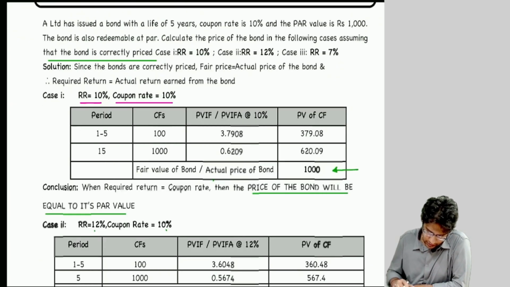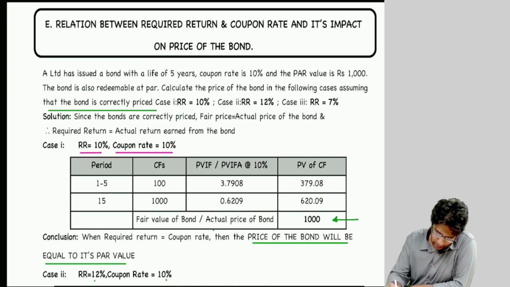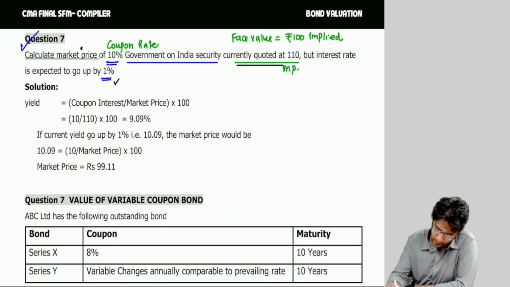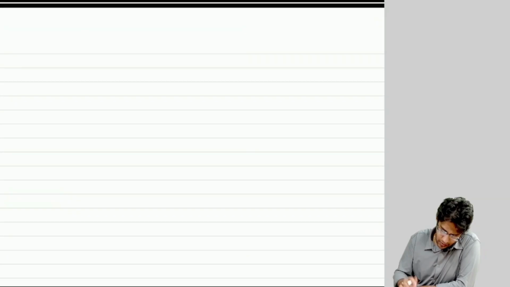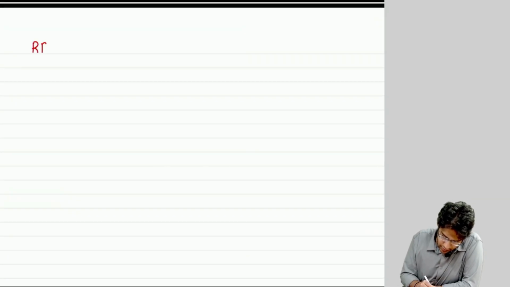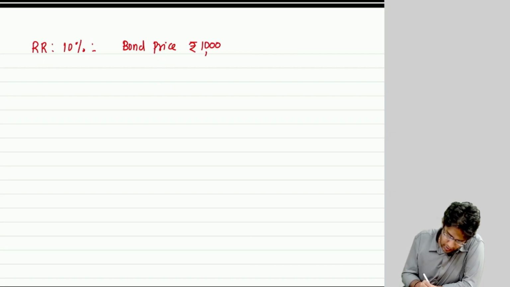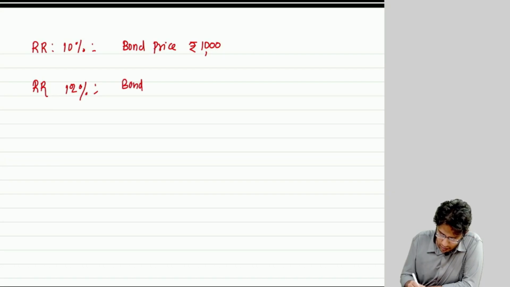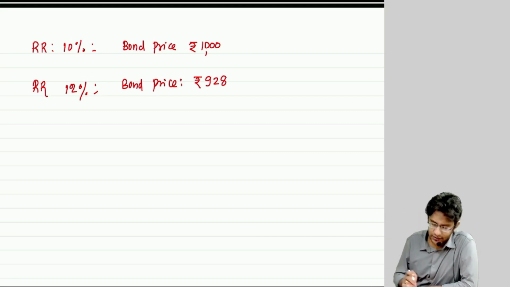Where was it? This one. You tell me the prices, sir, one by one. When required return was 12%, and when required return is 10%, bond price is how much? 1000. Par value. When required return went up to 12%, bond price is 928. What is the meaning of this?